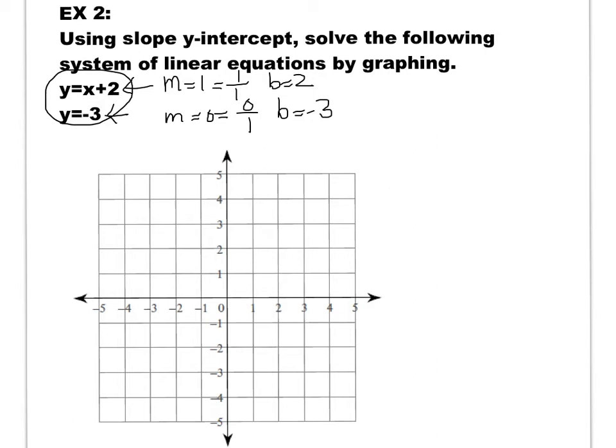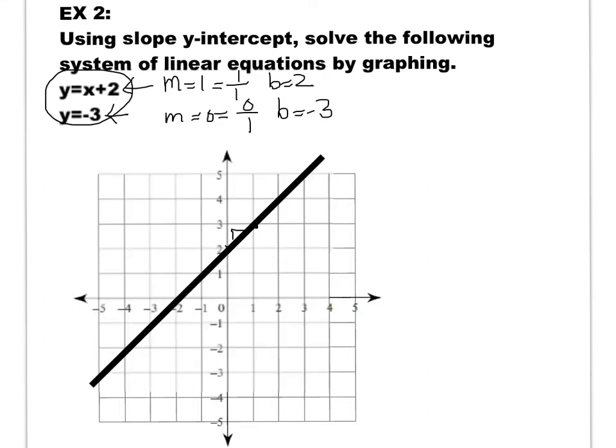The next step is to start plotting the y-intercept of each line. So I'm going to start with the first line. The y-intercept is 2. Then the rise is 1 and the run is 1. Rise is positive 1, so I go 1 unit up and then 1 unit right because run is 1, so I get this point. Now what I have to do is draw the line which connects these 2 points together. The line is drawn going through these 2 points.